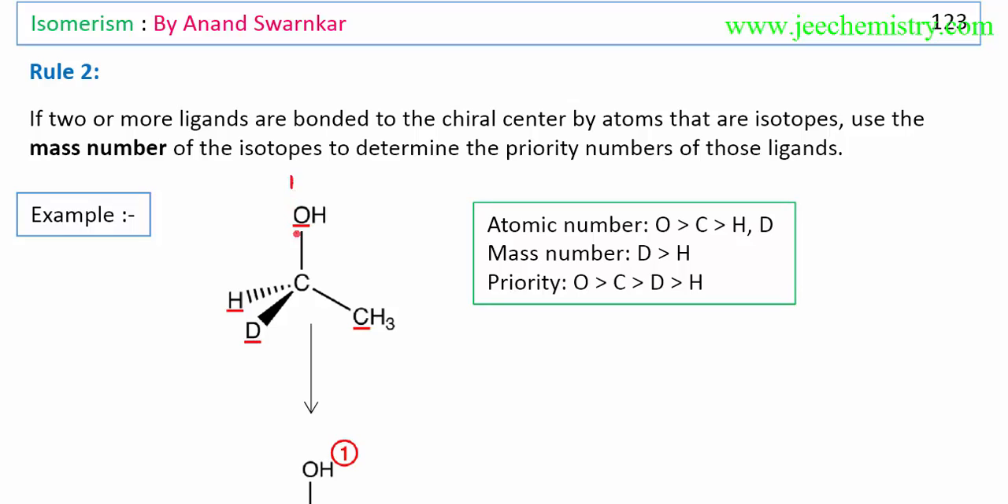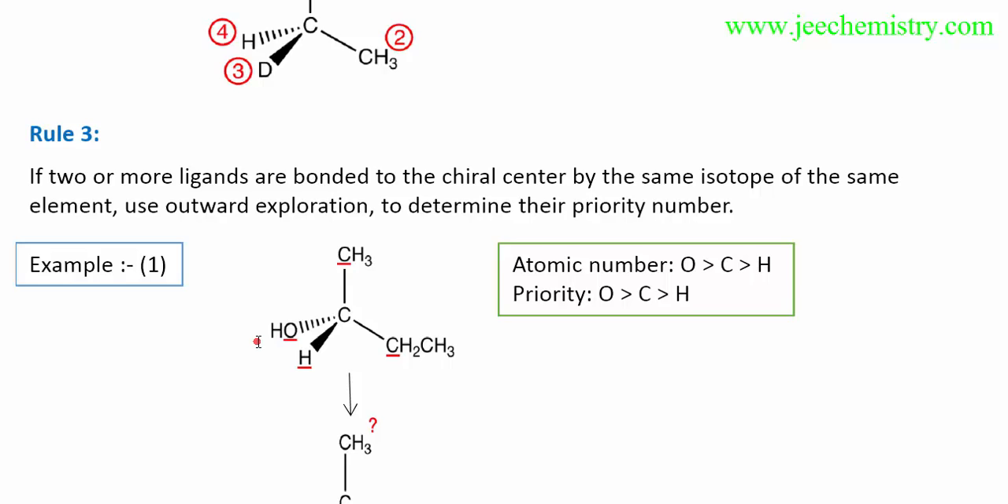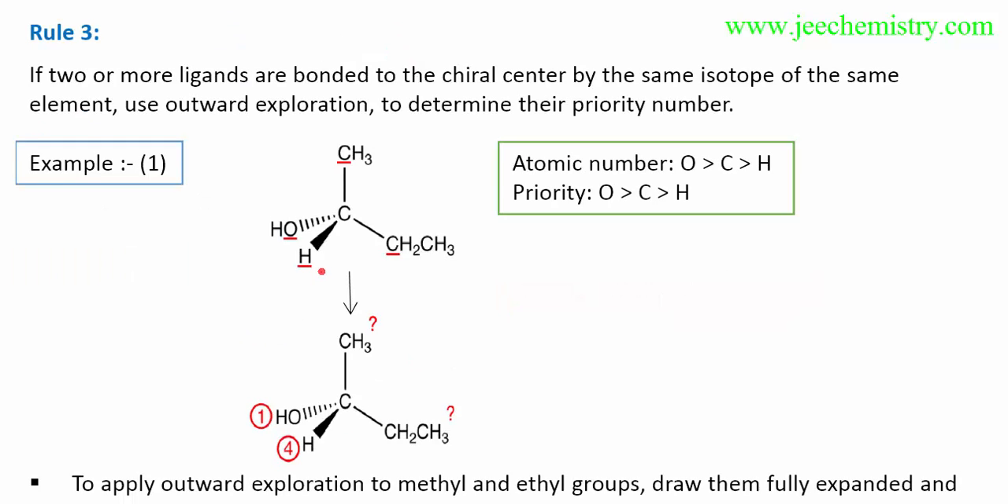The oxygen will be given number 1. Then carbon has the next highest atomic number, so it is second. Hydrogen and deuterium both have the same atomic number. Then you have to consider the mass number: first atomic number, then mass number. In mass number, deuterium has a higher mass than hydrogen. The mass number of deuterium is higher than hydrogen, that's why it is given 3, and hydrogen is given 4. So oxygen is 1, carbon is 2, deuterium is 3, then hydrogen is 4. First of all you have to consider the atomic number, then the mass number.